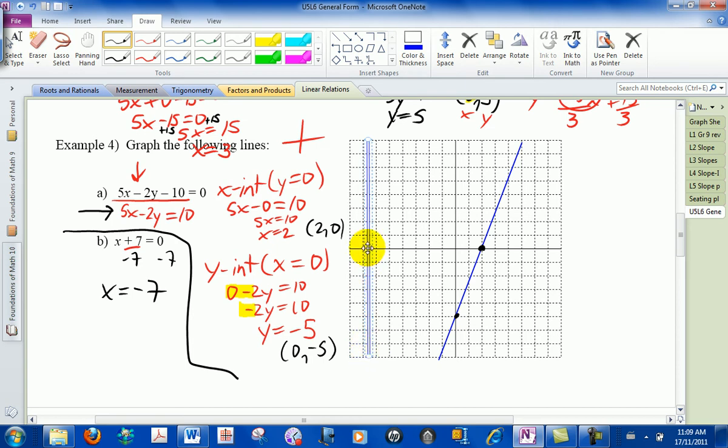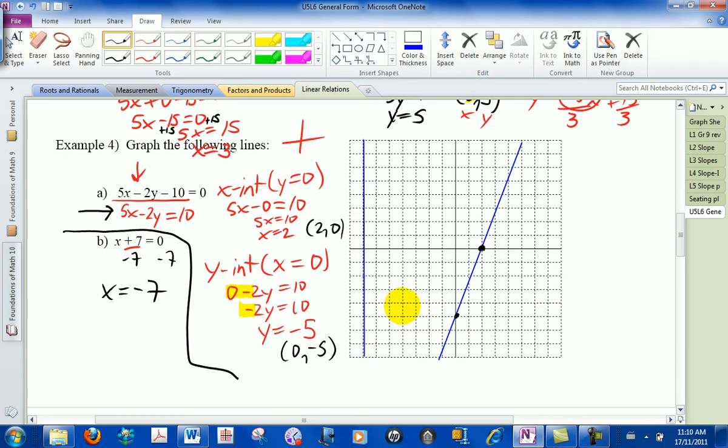And let's just make sure I move it to the other side. It doesn't like that, does it? But now it's happy. There you go. There's the line.